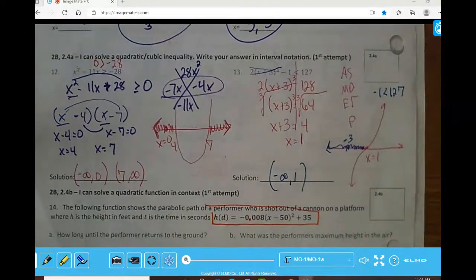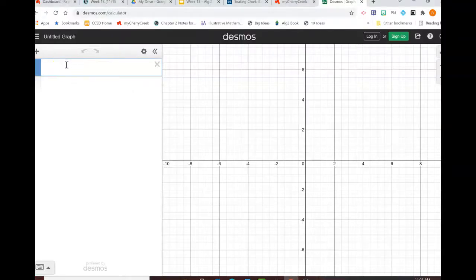All right, in the last problem, we will have to be going to Desmos and typing this in. So I'm going to pause so I can switch over to Desmos. So as I'm typing, I will type this in, but it does say the following function shows the parabolic path of a performer who is shot out of a cannon on a platform where h is the height in feet and t is the time in seconds. And then with that typo, these should be t's, which I'll show you in the equation in just a moment.